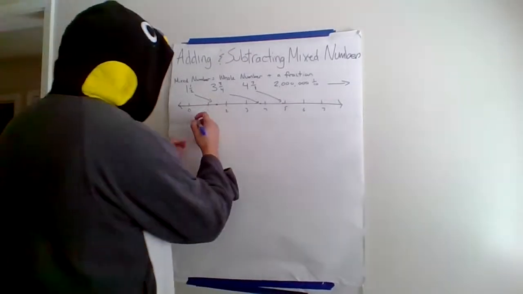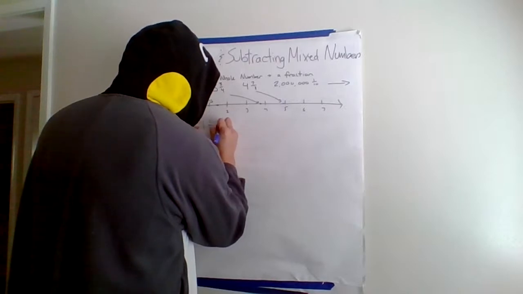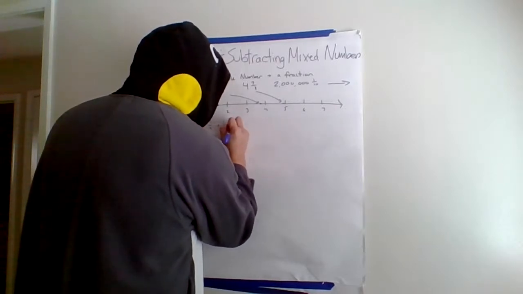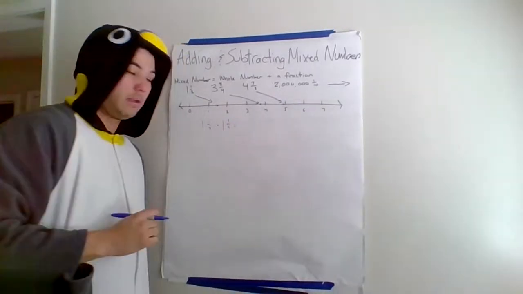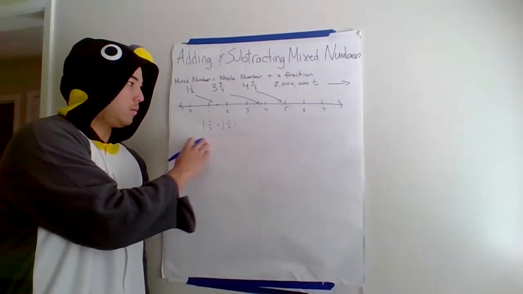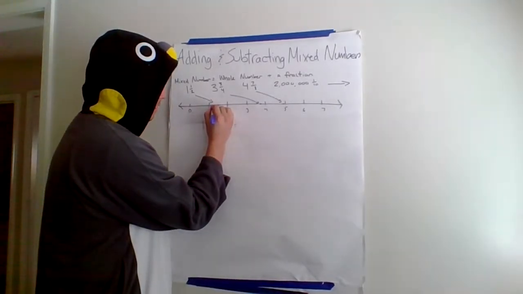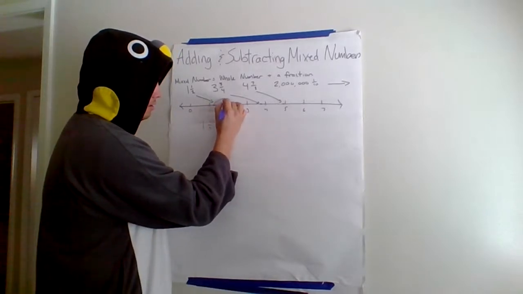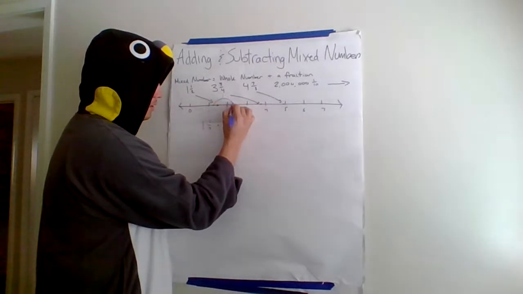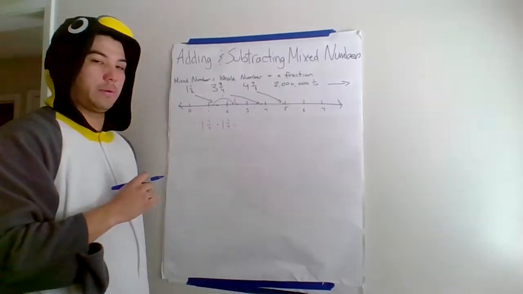Okay. If we have something like 1 and 1/4 plus 1 and 1/4, we could think about it on a number line. We could say, 1 and 1/4 is about there, right? We can make a jump of 1, and we can make a jump of 1/4. And where do we end up, right?